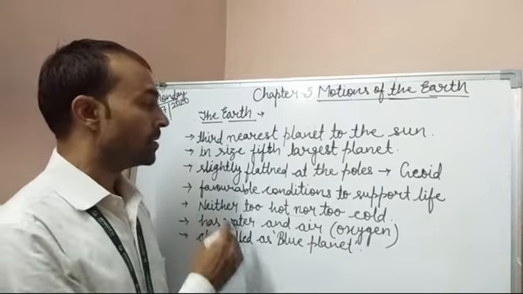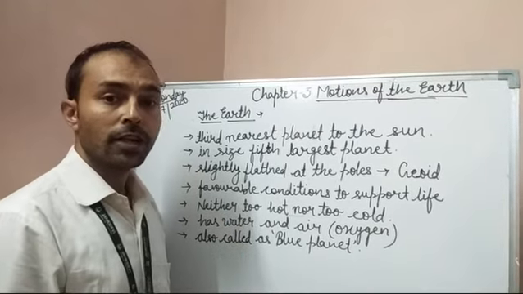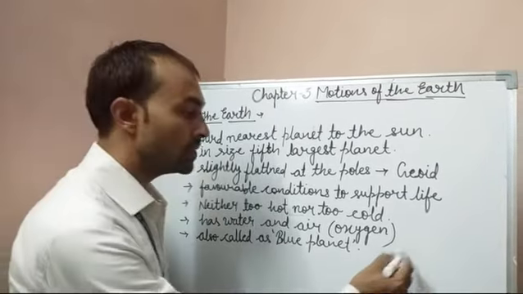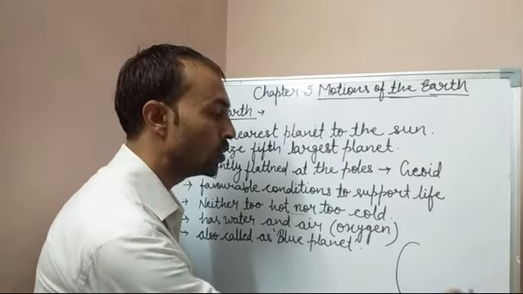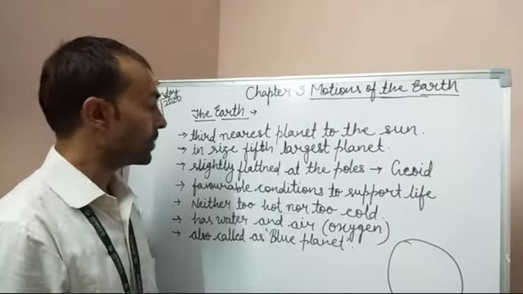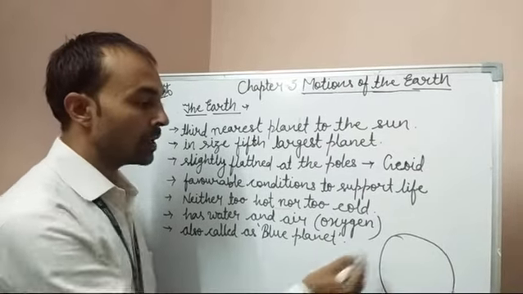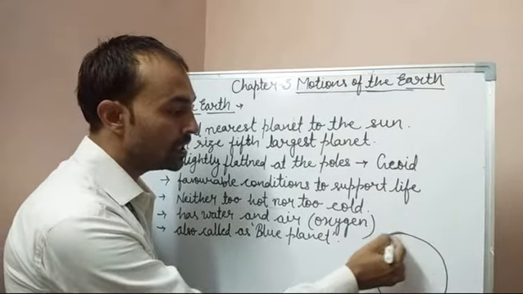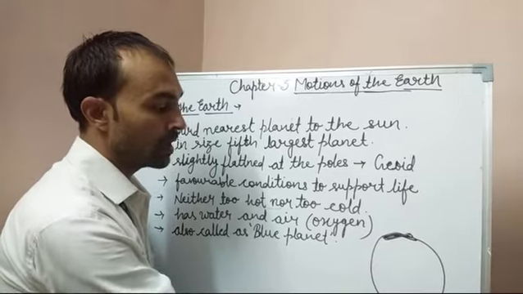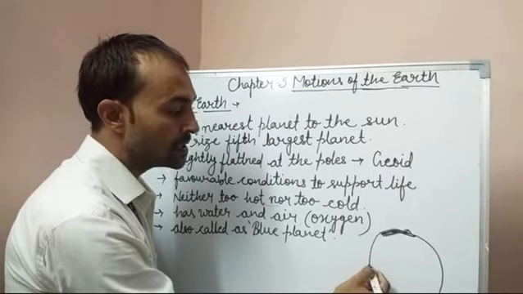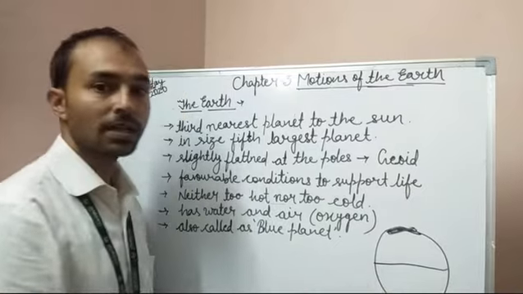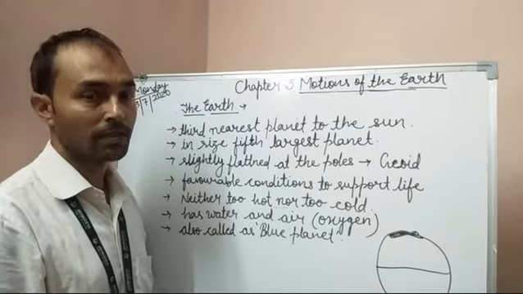Then, as I have already told you, once we look at the globe, you will find the model of the earth like this: it is slightly flattened at the poles, whereas it is bulged in the middle. That means somehow it is spread out there in the middle.